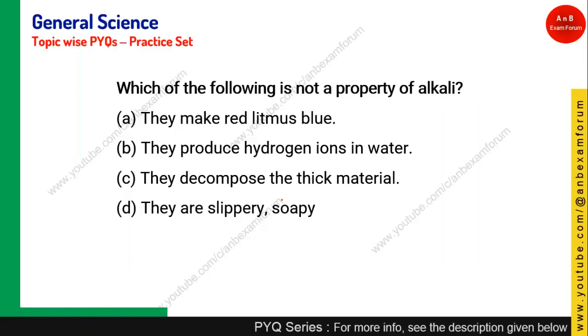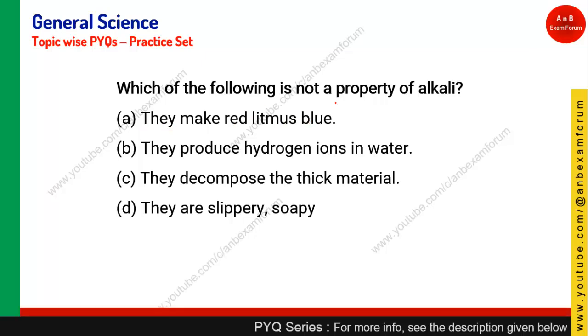Let's see the next question. Which one of the following is not a property of alkali? Let's see one by one. They make red litmus blue. That is true, that is a property of alkali. They produce hydrogen ion in water. No. They produce hydroxide ion, that is OH negative ion. So this is not a property of alkali. So option B is the right answer.